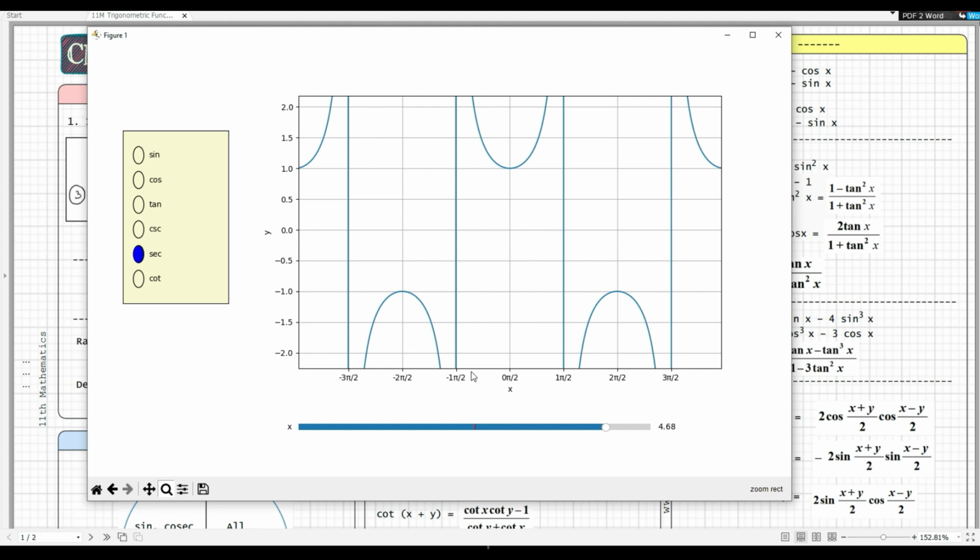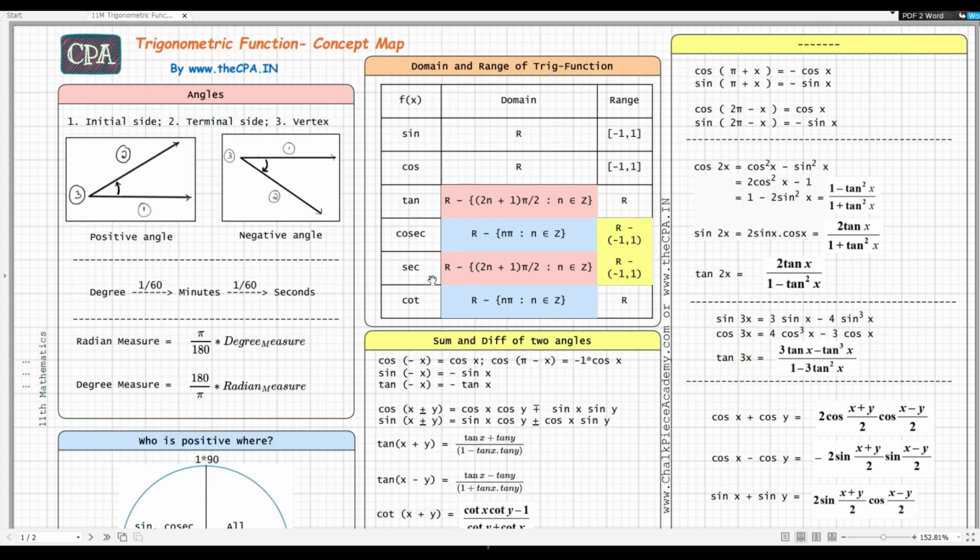But we have a different set of input values that are skipped over here. Basically it is odd multiples of pi by 2. So for tan and sec, it is odd multiples of pi by 2. For cosec and cot, it is even multiples of pi by 2, which will cancel and it will become n pi, or a multiple of pi basically. Remember, n over here is an integer.